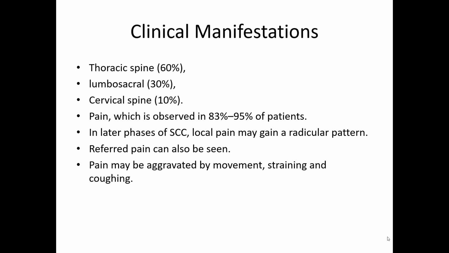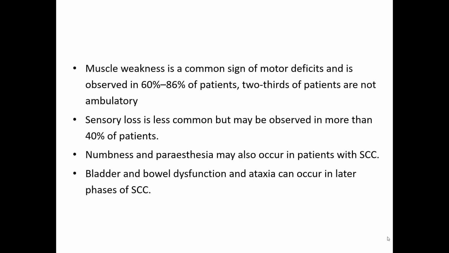Mostly in the thoracic spine, 60%, lumbosacral 30%, cervical spine 10%. Pain is observed in 83 to 95% of patients. It may be, as I said, the radicular pattern, or it may refer lower down, from the lumbosacral region to the lower limbs. The pain is aggravated by movement, straining, and coughing. It means any increase in abdominal pressure may aggravate it. Muscle weakness is a common sign of motor deficit, observed in 60 to 86% of patients.